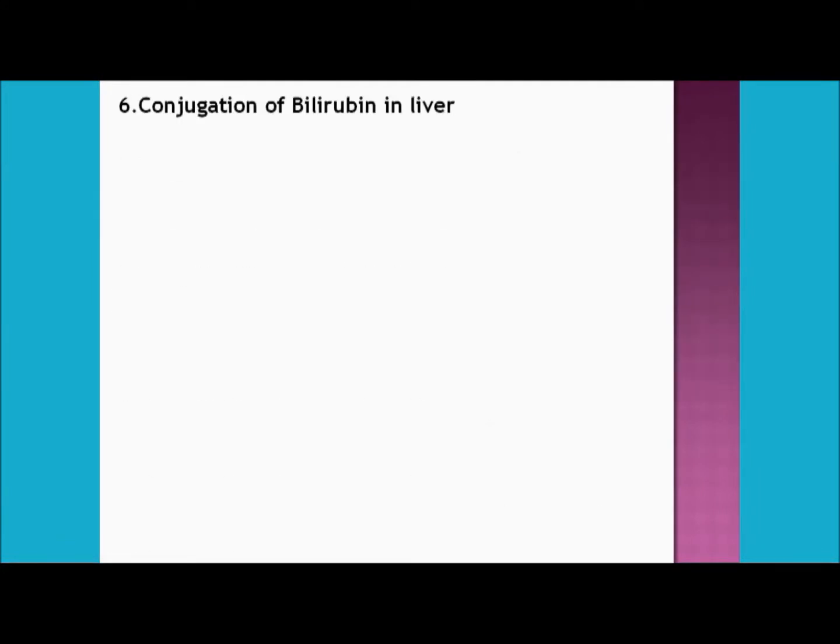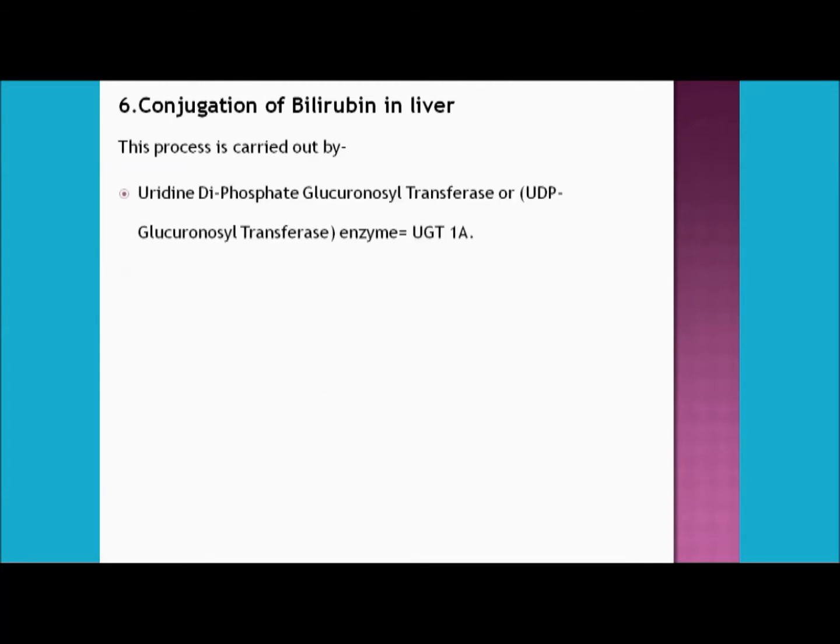The next step is the conjugation of bilirubin in the liver. This process is carried out by enzymes. The first enzyme responsible is uridine diphosphate glucuronyl transferase, also abbreviated as UDP glucuronyl transferase, UGT1A. Now this enzyme is found in the endoplasmic reticulum of the hepatocytes, mostly in the hepatocytes.